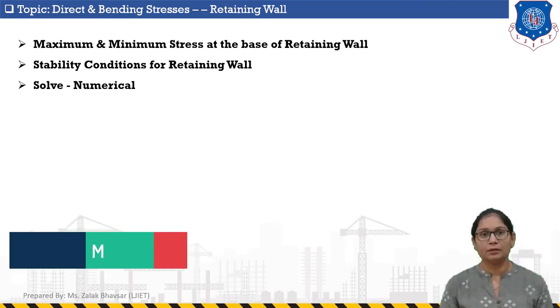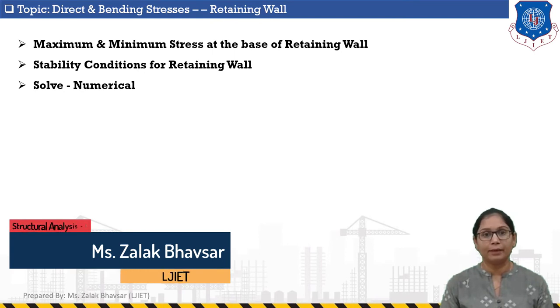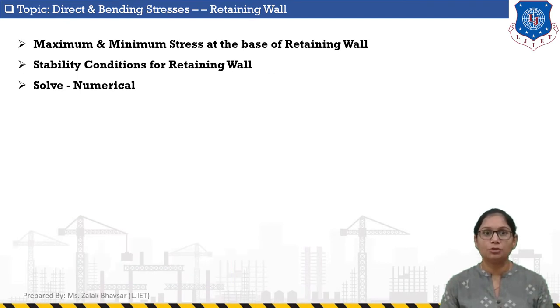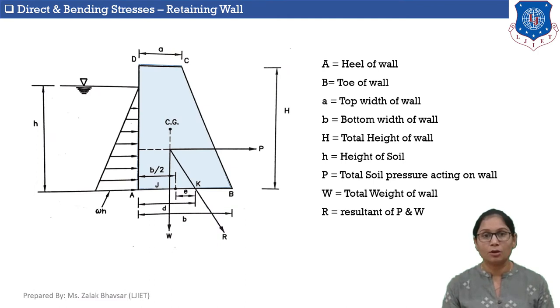Hello students, in this session we will discuss direct and bending stresses in a retaining wall. So we will start with the steps that we need to follow to calculate maximum and minimum stresses at the base of retaining wall. After that we will discuss stability conditions for the retaining wall and then we will solve a numerical. So here is the cross section of retaining wall.